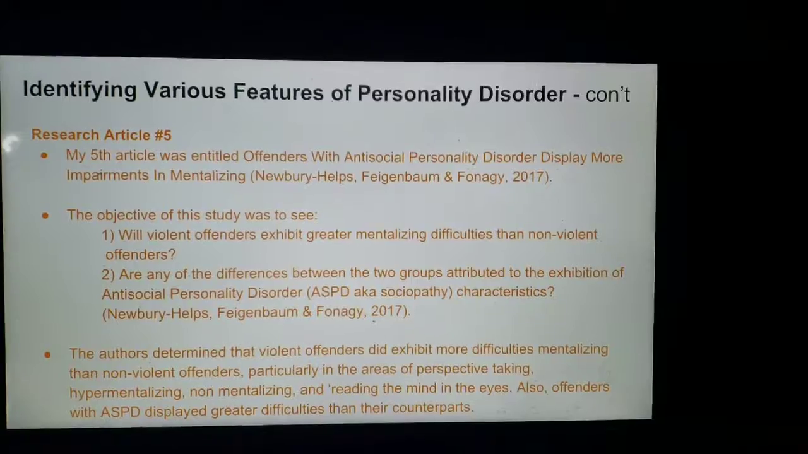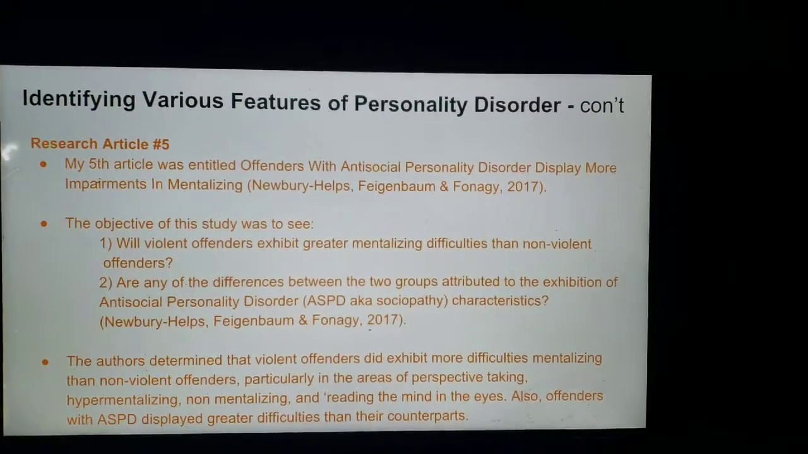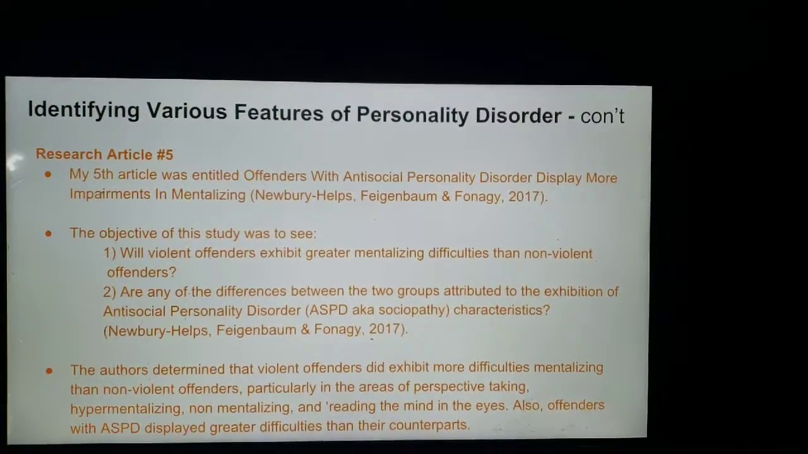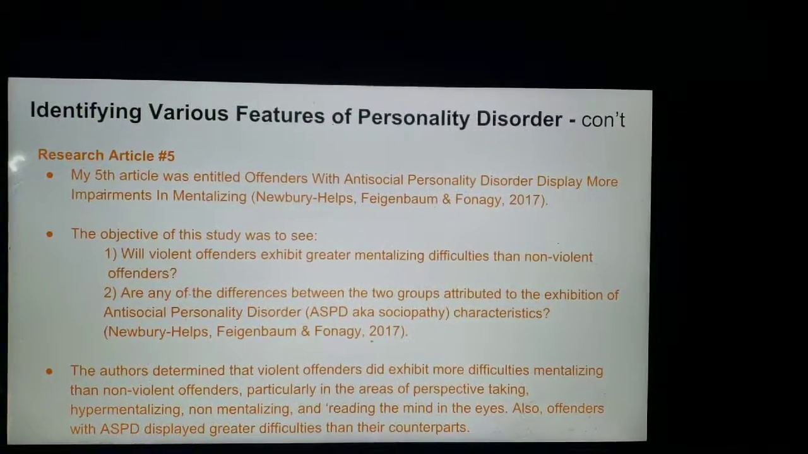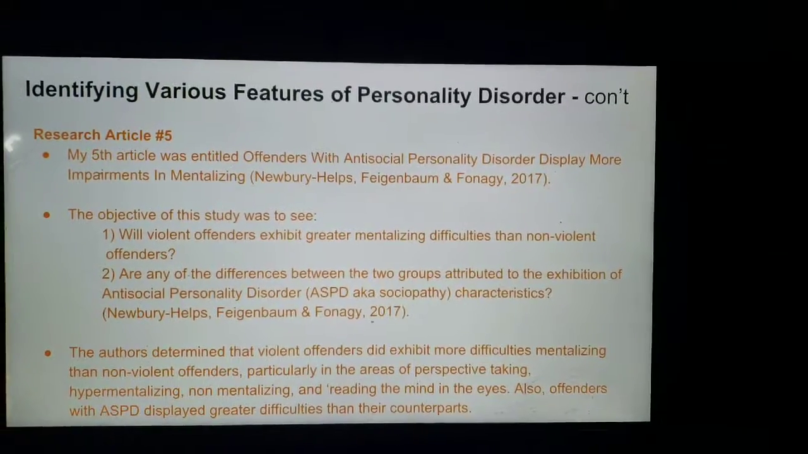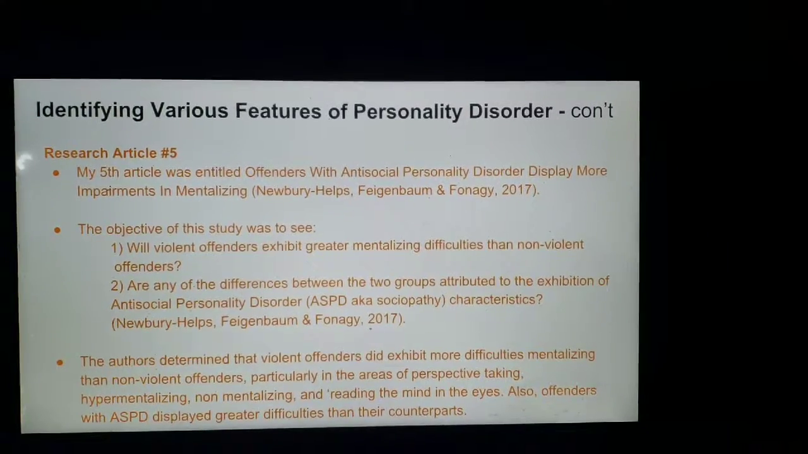The authors determined that violent offenders did exhibit more difficulties mentalizing than nonviolent offenders, particularly in the areas of perspective taking, hypermentalizing, non-mentalizing, and reading the mind in the eyes. Also, offenders with ASPD displayed greater difficulties than their counterparts.